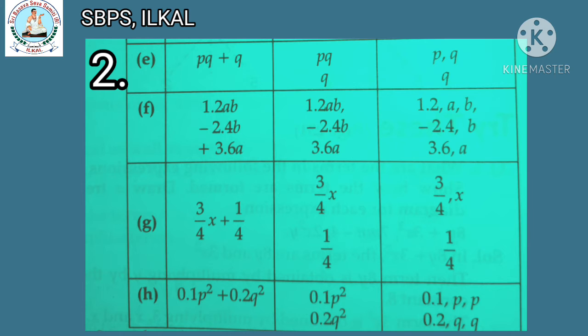Next expression, 3 by 4x plus 1 by 4. 3 by 4x, it is one term. Its factors are 3 by 4 and x. The second term is 1 by 4. Its factor is 1 by 4 itself. And the last expression is 0.1 p square plus 0.2 q square. Here there are two terms, so it is a binomial expression. For 0.1 p square, factors are 0.1 p and p. For 0.2 q square, factors are 0.2 q and q.